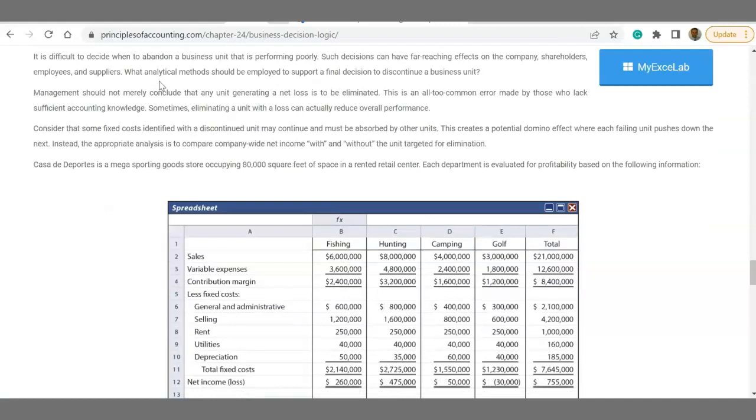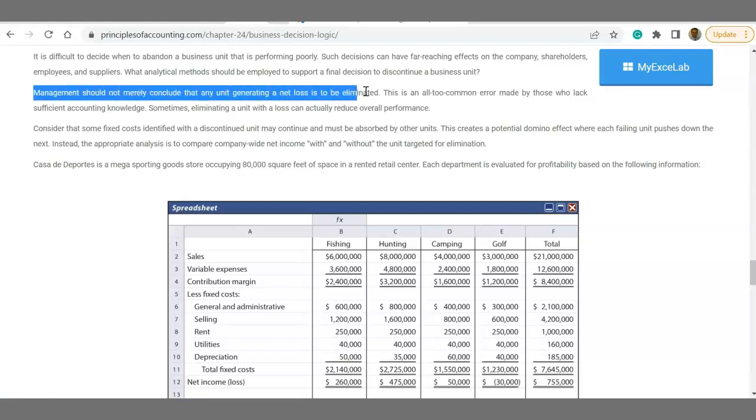Management should not merely conclude that a unit generating a net loss is to be eliminated. That's a very important sentence. I like that. Just having a net loss at the bottom doesn't mean that unit needs to be eliminated, so be careful on that. This is an all too common error made by those who lack sufficient accounting knowledge. Sometimes eliminating a unit with a loss can actually reduce overall performance also.